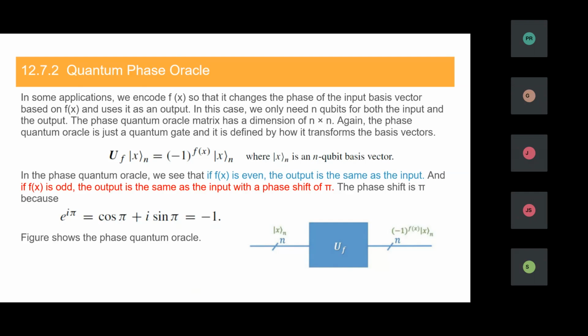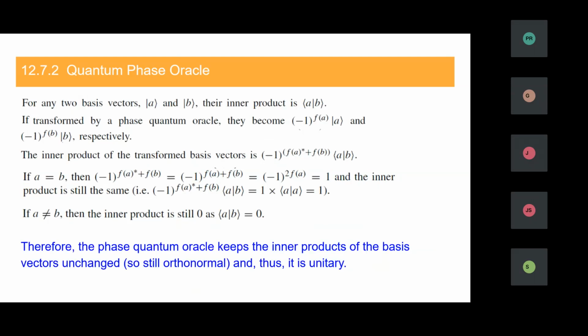And that minus 1 is now interpreted as a phase shift of pi. So that is why this operator produces a phase shift of pi depending upon how the function is set up. If the function is even, then the output is the same as the input. If the function is odd, then the output is phase shifted by pi. So such an oracle is said to be the phase quantum oracle.